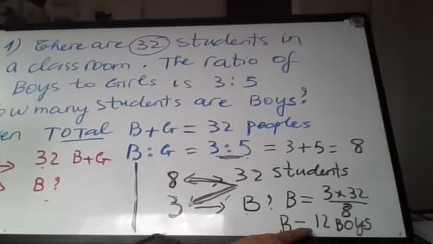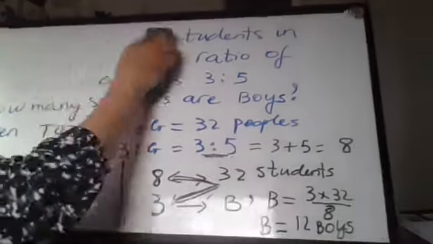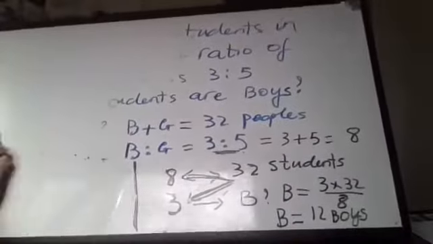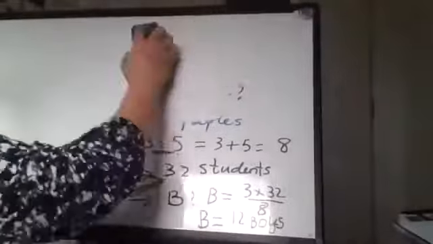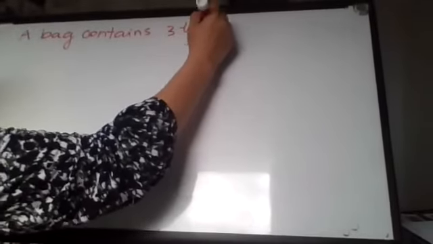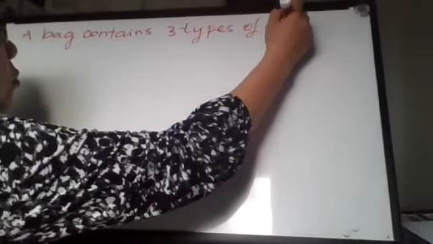Now we know the number of boys is 12 boys. Let me give you another, and this is the last one. I'll give you a last word problem. Good, so the last word problem, let's say a bag contains 3 types of marble.